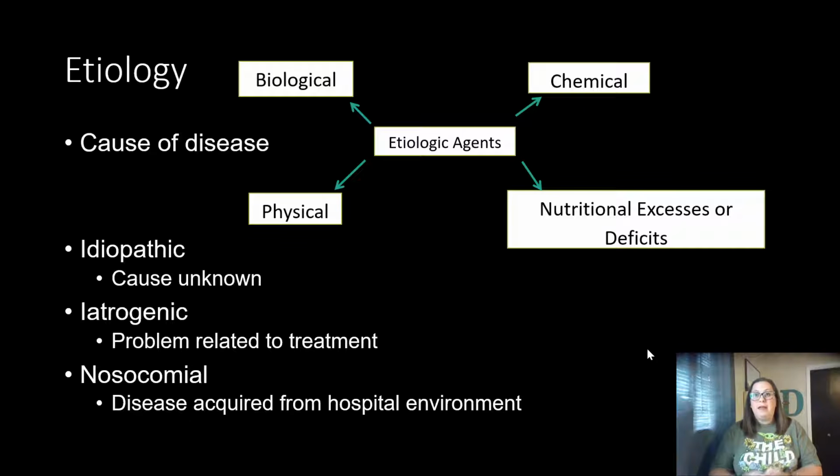On the other hand, there could be chemical agents. Chemical agents could be things like drugs, alcohol, even medications, whether they're over-the-counter medications or prescription medications. It could be that chemical agent. There could be some physical agents that are causing the disease. Physical agents are going to be things like trauma, like a motor vehicle accident.